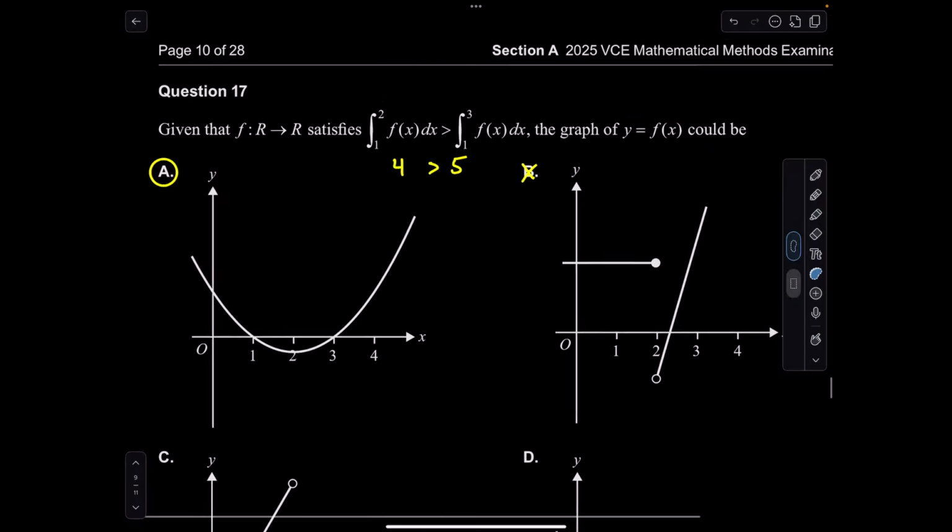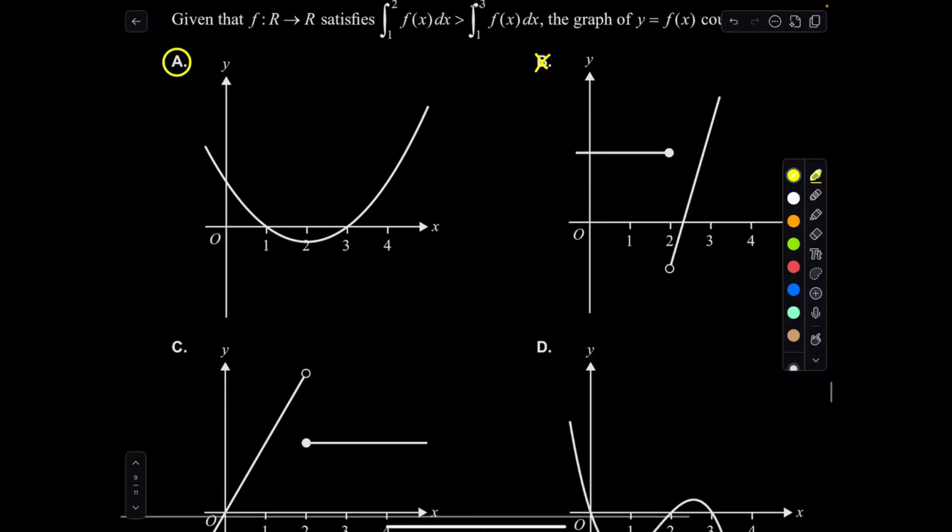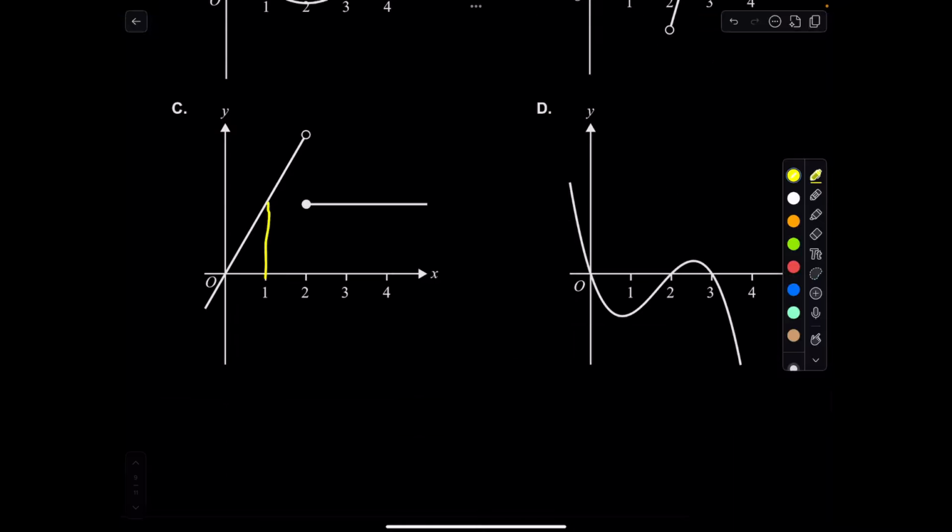Next one, same thing. So 1 to 2 f of x, let's do the same with this one. Okay, 1 here to 2. So this area, let's call it 4, something like 4.